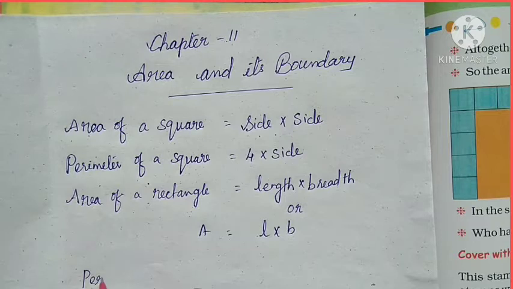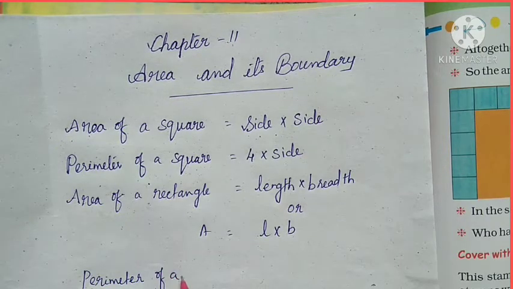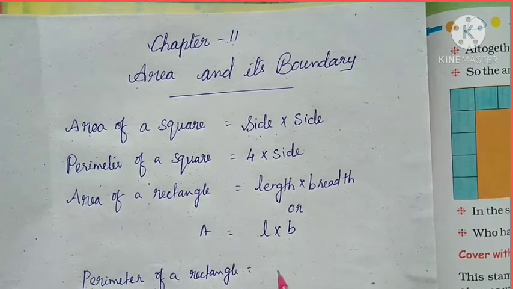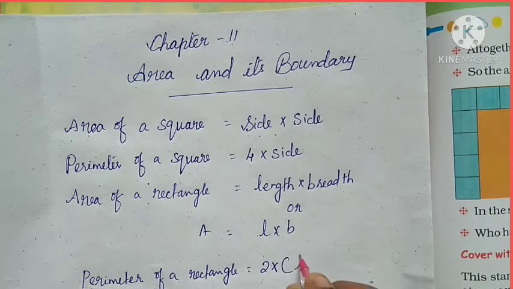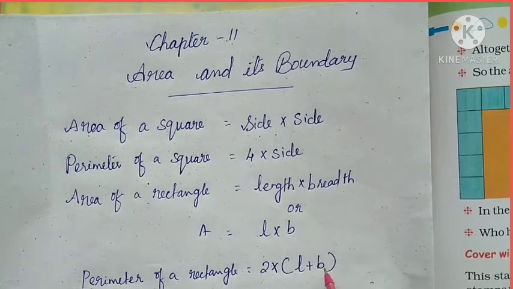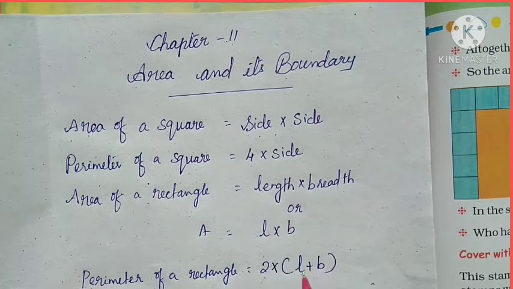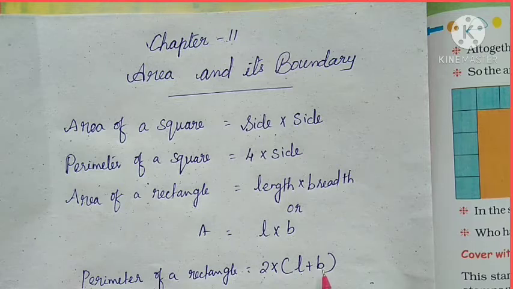Then next, perimeter of a rectangle. Yes, how can we find out the perimeter of a rectangle? 2 into L plus B. L means length, B means breadth. In some cases width is also given. So that time, L plus W.